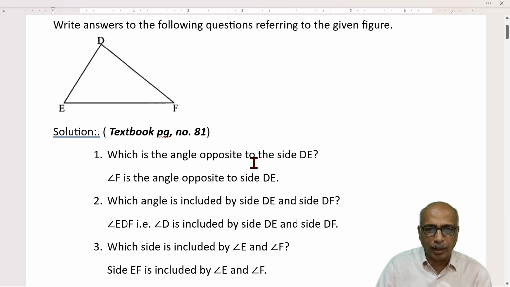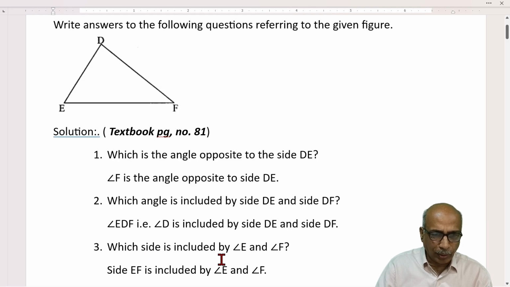Which is the angle opposite to the side DE? D is this side, angle opposite to this will be angle F. So angle F is the angle opposite to side DE. Which angle is included by the side DE and DF? Angle EDF or simply angle D is included by the side ED and DF.